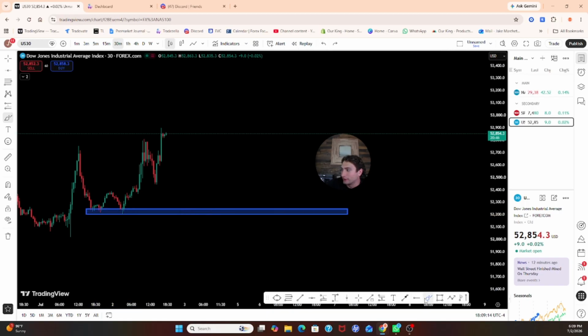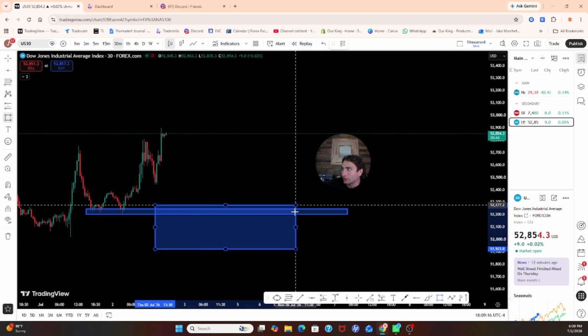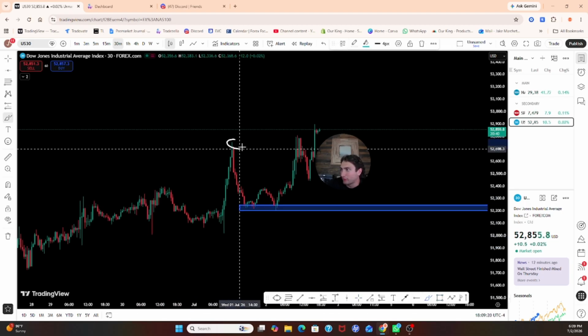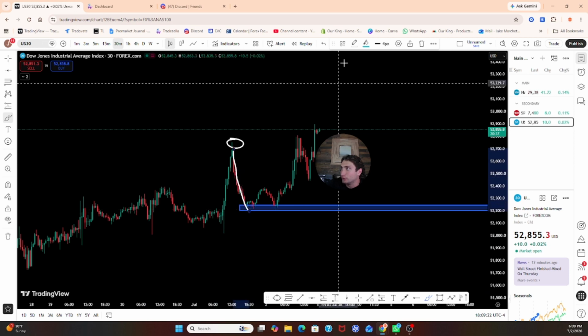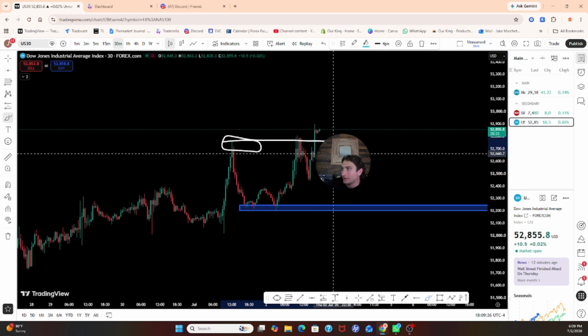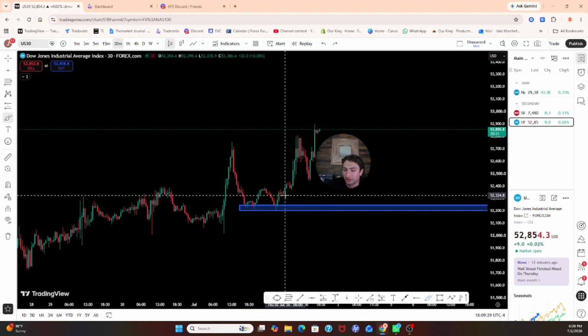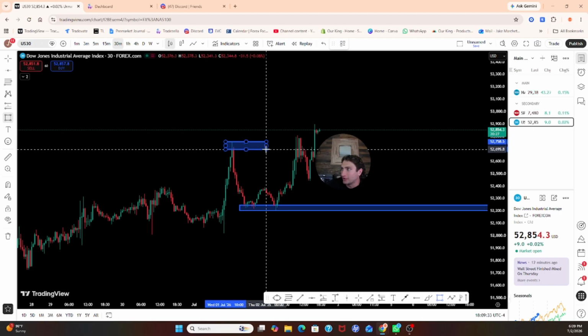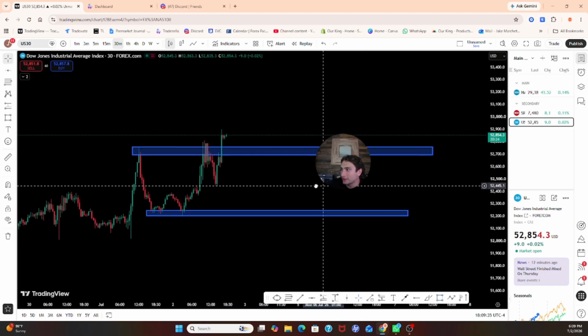Same thing with resistance. If we look at the charts right here, we could see that price halted at this area and made a huge move down. What is that telling us? That in this area right here, there's a bunch of liquidity where sellers are. So what we can do is we can mark off this area. I like to take wick to body of the candle like that, and I just like to extend it.